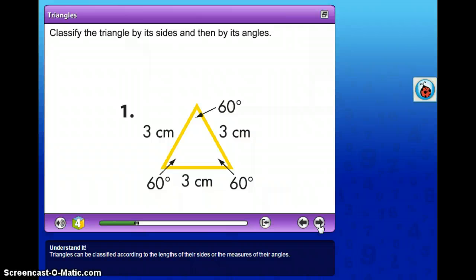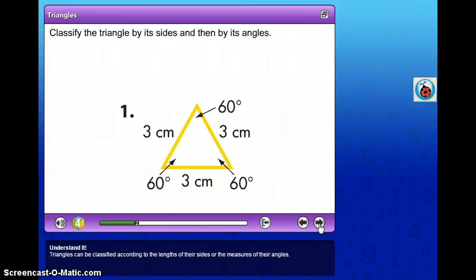Equilateral. That's okay. It could be equilateral, where all sides are equal. It could be isosceles, which means two sides are equal, or it could be scalene, which means none of them are equal. So let's take a look.